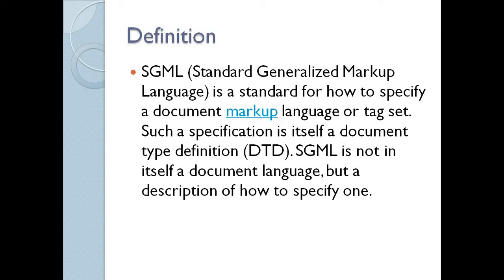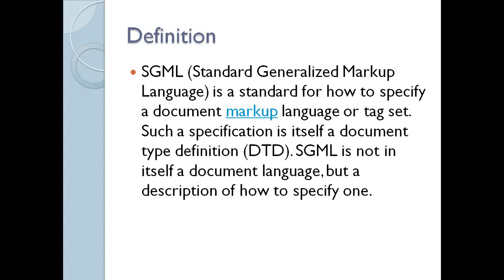Now let's understand what SGML is. SGML, Standard Generalized Markup Language, is a standard for how to specify a document markup language or a tag set. Understand this: it is about how to specify a document markup language and a tag set, which means using this we can create our own tag set as well. Such a specification is itself a document type definition, DTD, through which HTML is designed. SGML is not in itself a document language but a description of how to specify one.